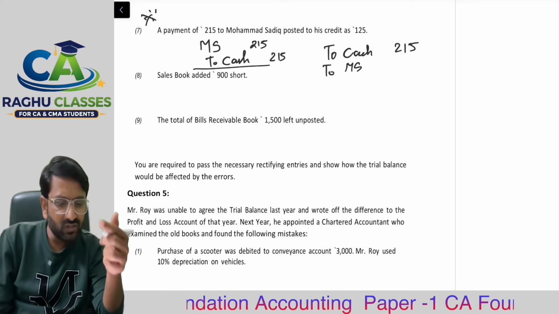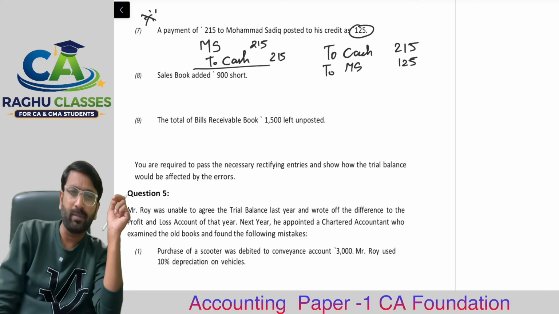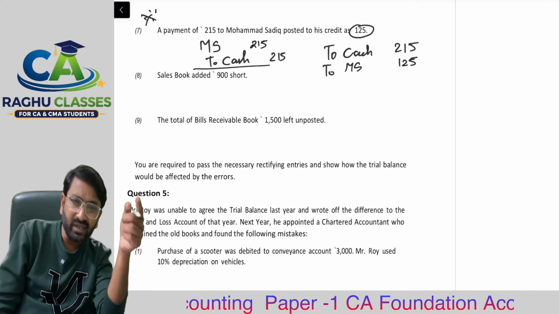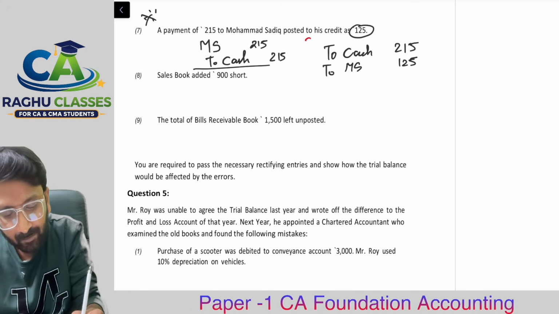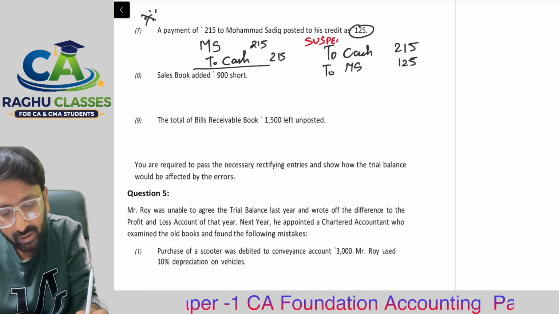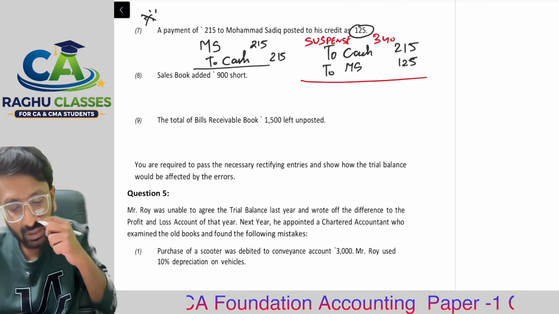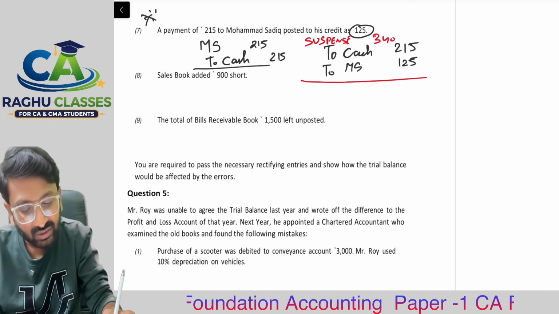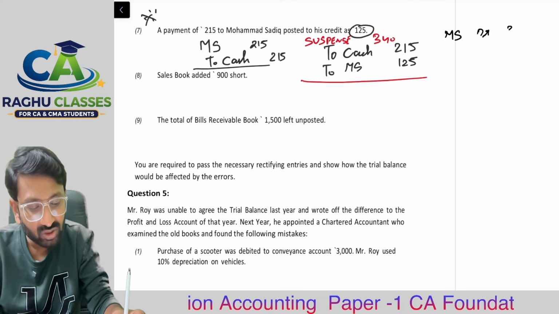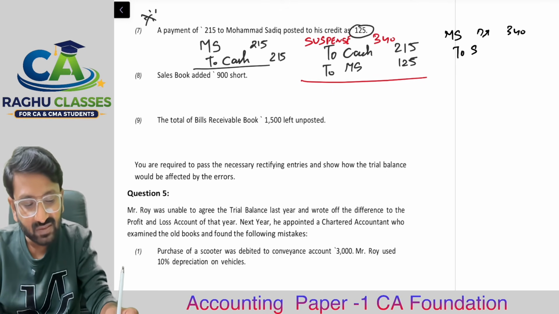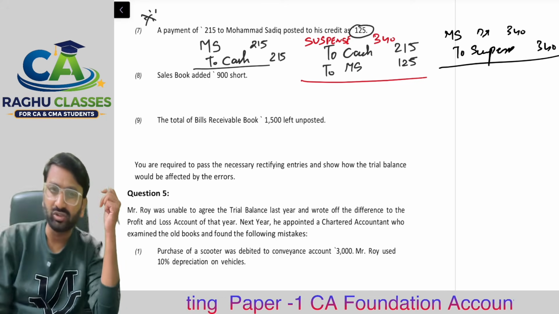And even the amount is different. Instead of 215, it's credited as 125. So there are two mistakes happening. You're posting on the wrong side also, wrong amount also. Again, TB would not tally. Suspense account would have been opened for 340 rupees. Now what is the rectification? Can we say cash account there is no problem at all. So Mohammed Sadiq account debit 340 and we need to cancel suspense 340. This will be your rectification entry. Next one.